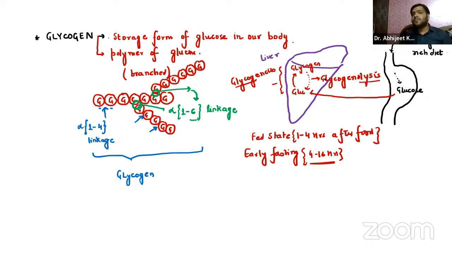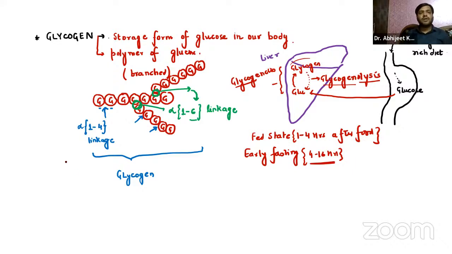Lysis means breakdown. Breakdown of what? Of glycogen. Glycogenolysis. So these two processes we have to see: how glycogen is formed from glucose and how glucose is formed from glycogen, right? So that is something that you guys have to remember.